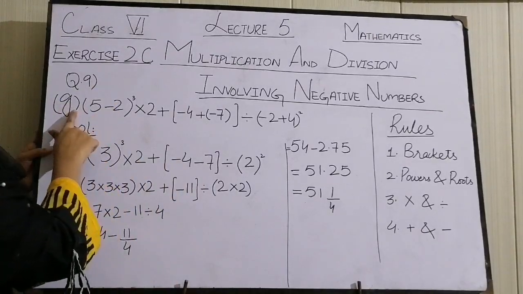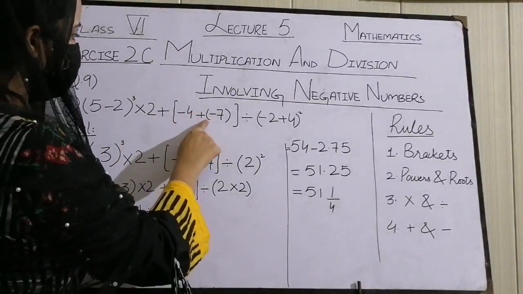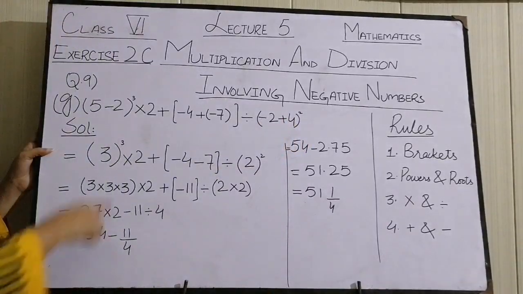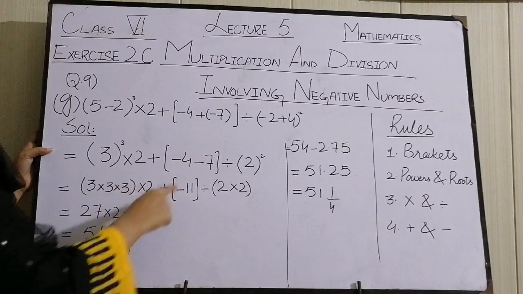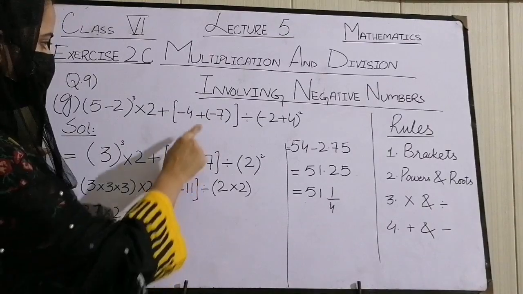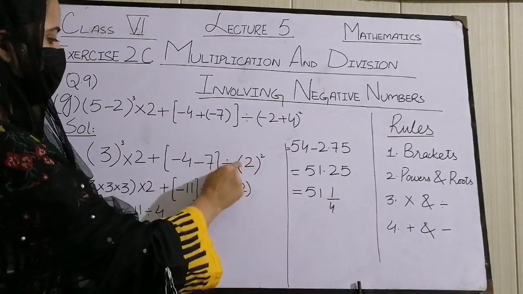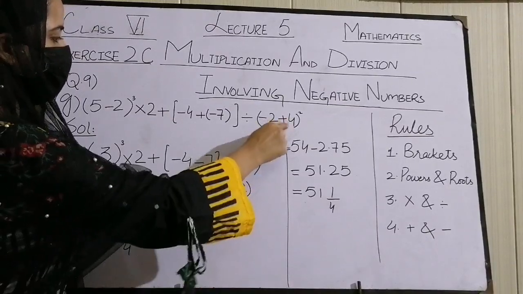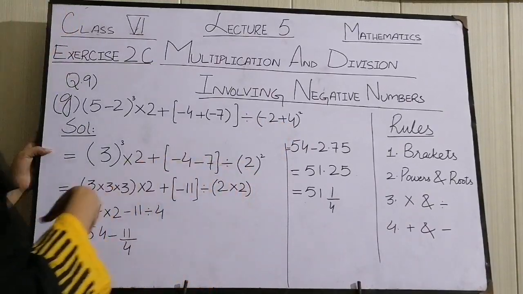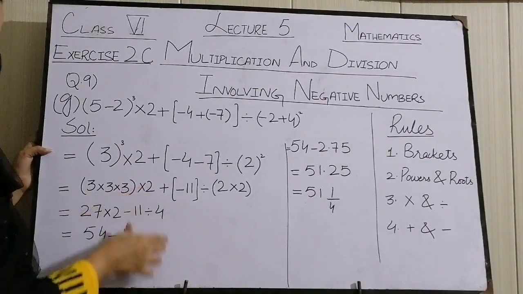Question number 9, part G is 5 minus 2 cube multiplied by 2 plus minus 4 plus bracket minus 7 divided by minus 2 plus 4 whole square. 5 minus 2 is 3. Solve this bracket because it is the innermost bracket. Plus minus minus 2 plus 4 is 2. It is not with a negative sign because 4 is the bigger number and 4 is positive, so their answer is also positive number. 3 power 3 means 3 multiplied by 3 multiplied by 3.